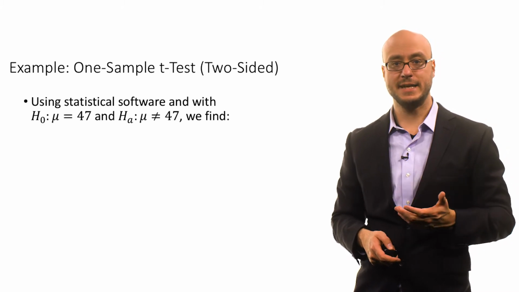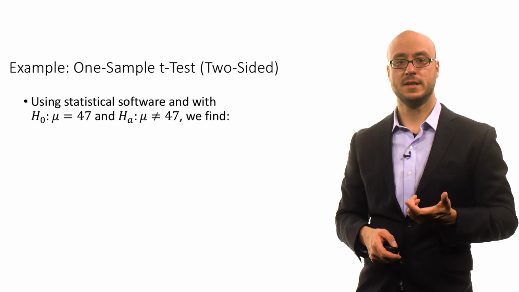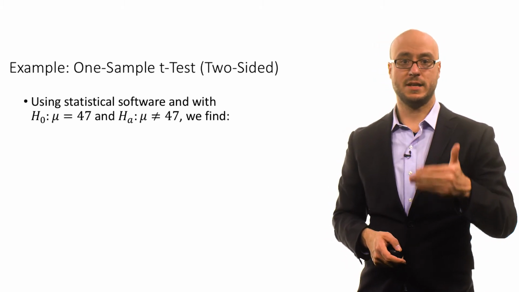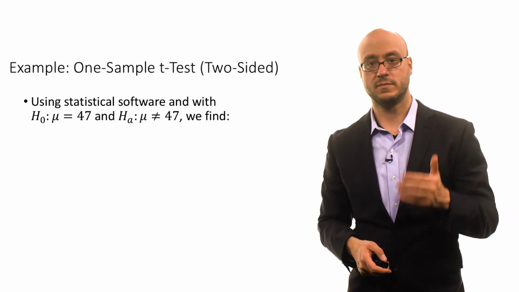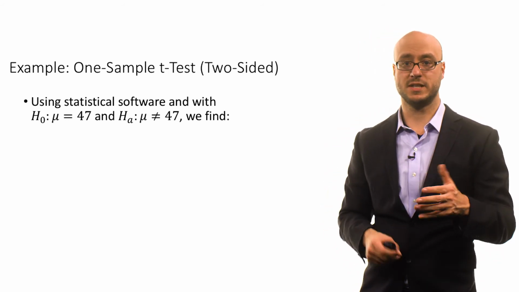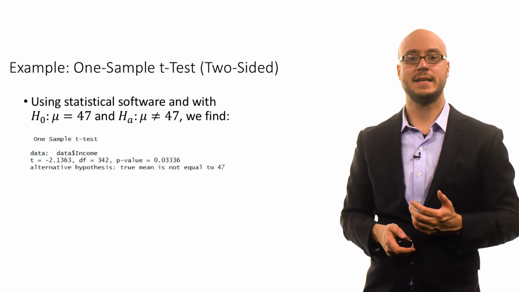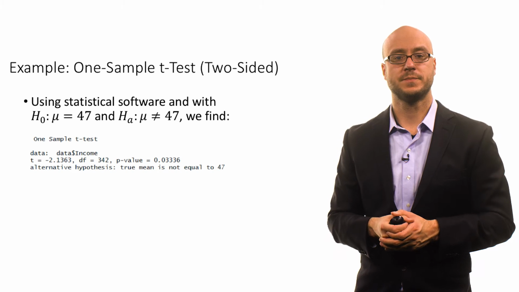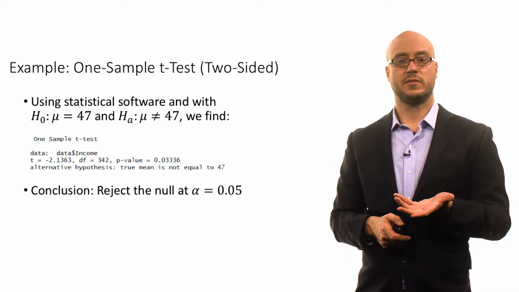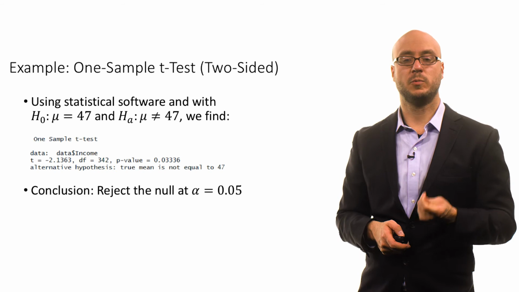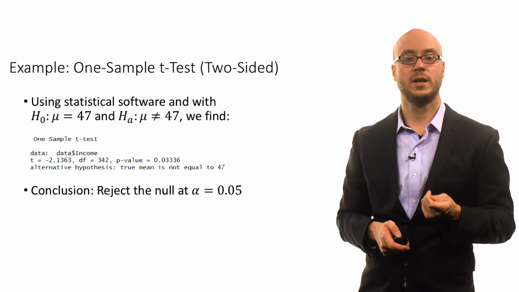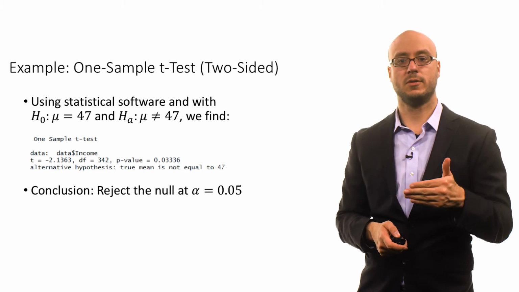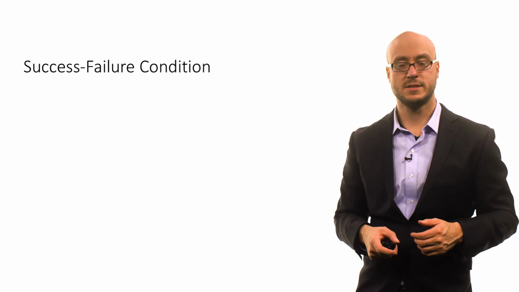To really think about this, let's go through an example of the one-sample t-test. This is a two-sided test. That's because the alternative is that the claimed value is just not equal to 47. So the null is that the population mean equals 47. The alternative is that the population mean does not equal 47, so we call that a two-sided or two-tailed t-test. It's a one-sample t-test because we're just looking at one sample from a population. And we get this statistical software output. From this output, we can reject the null at the alpha 0.05 level. That's because our p-value is 0.03. We reject the null that the mean is equal to 47.